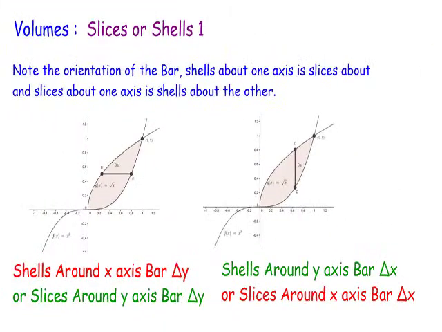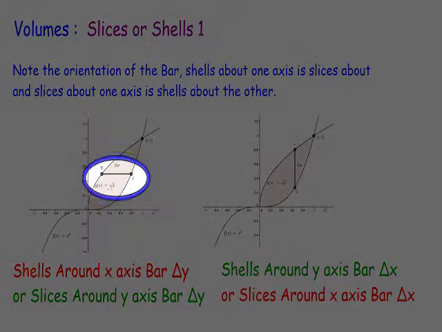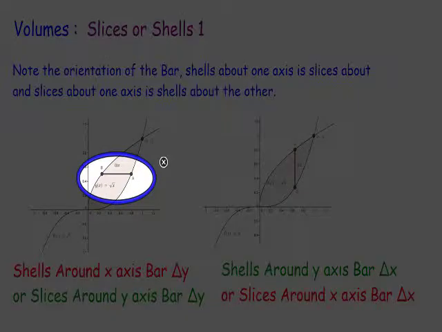Now we're just having a look at the orientation of the bar and how it impacts the actual seeds, which are going to create the volume. In the first diagram, you can see the bar is perpendicular to the y-axis, or parallel to the x-axis. As you can imagine, if I go around the x-axis, I scribe out a shell. If I go around the y-axis, it makes a slice.